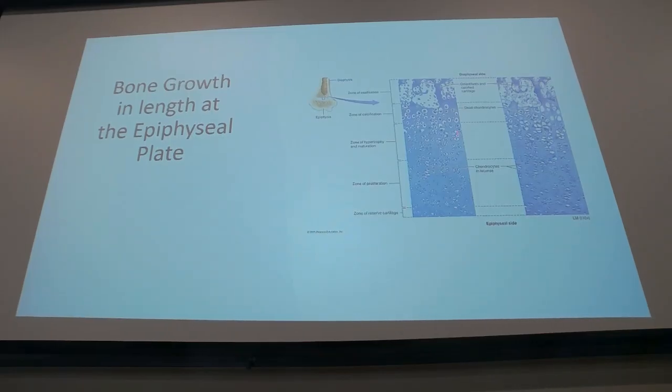And this is the actual view of these phases or zones in the zone of growth. So proliferation here, hypertrophy and maturation, calcification, and ossification. Calcification is simply depositing calcium, and ossification is transforming this tissue into bone.